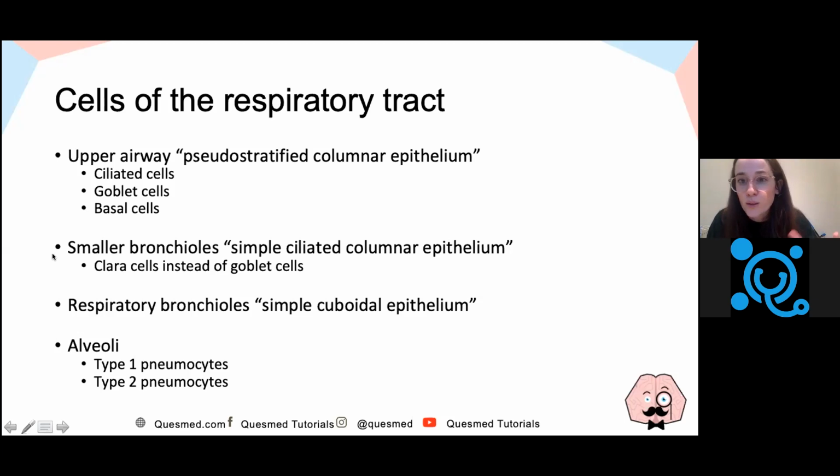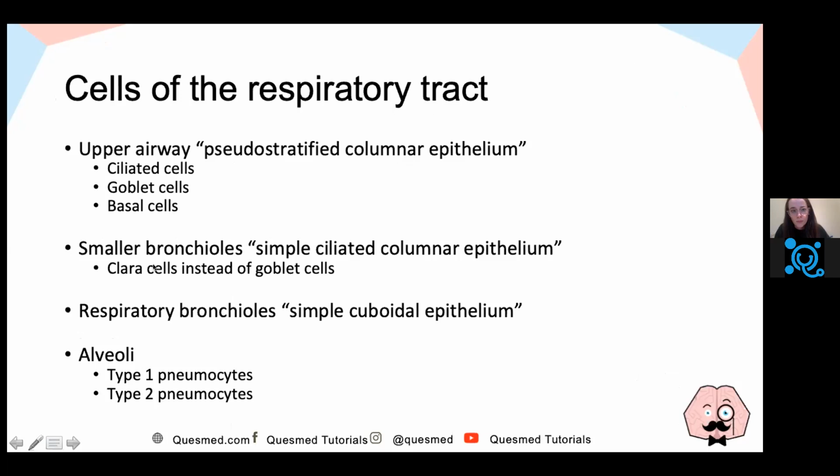In the bronchioles, which are the smaller airways, we've got our simple ciliated columnar epithelium. And instead of our goblet cells here, we've got our Clara cells. As we move down into the respiratory bronchioles, these are the first generations that are starting to take part in gas exchange. They may have a few alveoli attached to them. They are simple cuboidal epithelium, so the epithelial cells are starting to get smaller. And then our alveoli consist of our type 1 and type 2 pneumocytes.